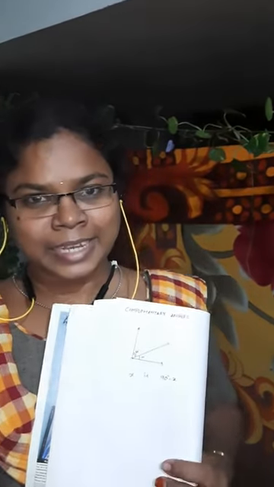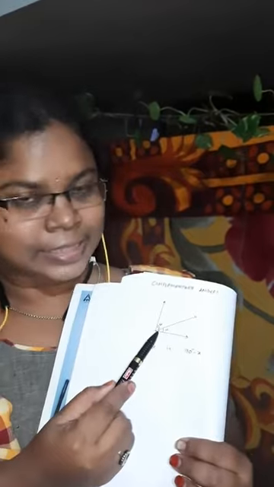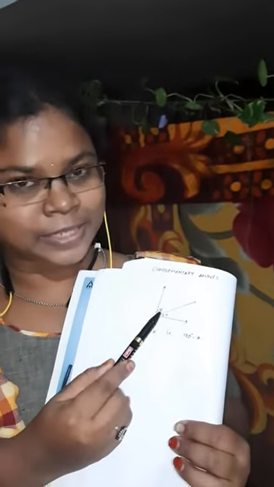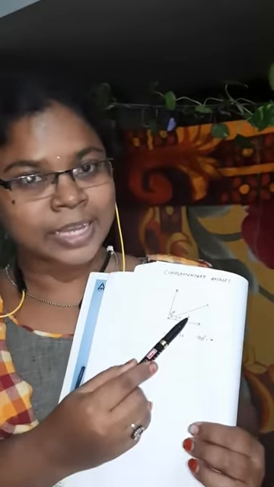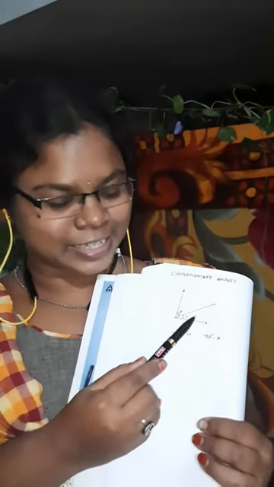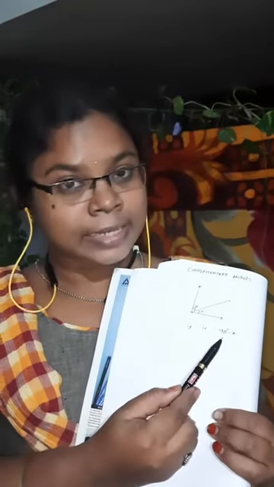Pairs of angles. If the sum of two angles is 90 degrees, then those angles are complementary angles. This angle is 60 degrees and this is 30 degrees. The sum 60 plus 30 degrees is equal to 90 degrees. So these angles are called complementary angles. The complementary angle of x is 90 degrees minus x.